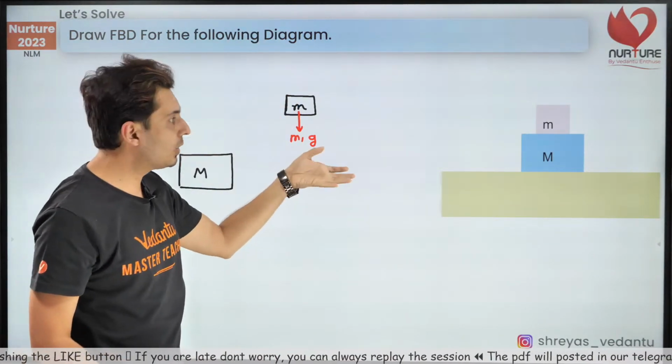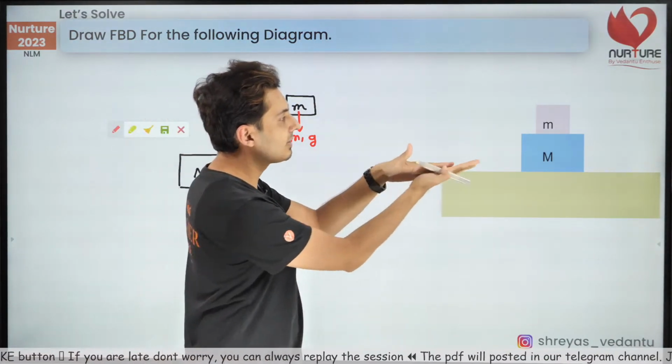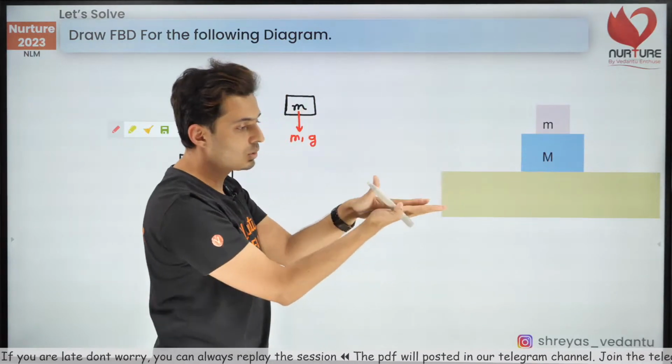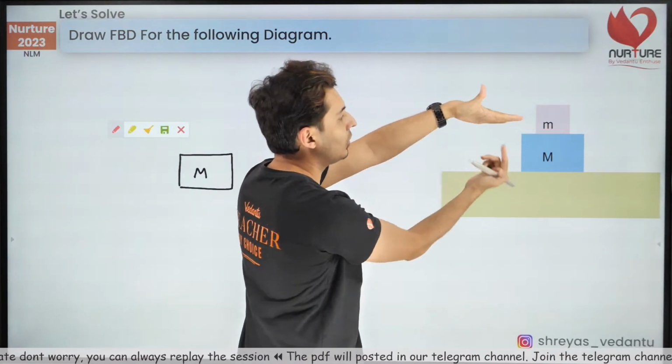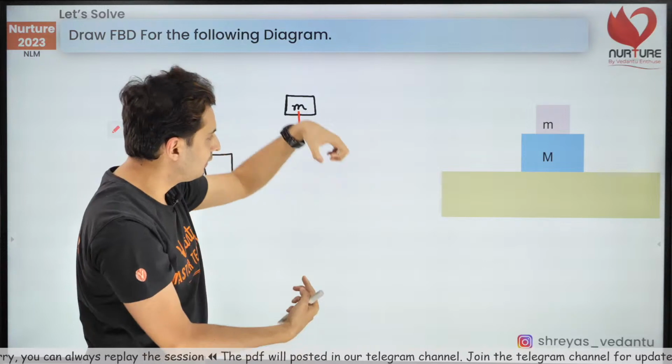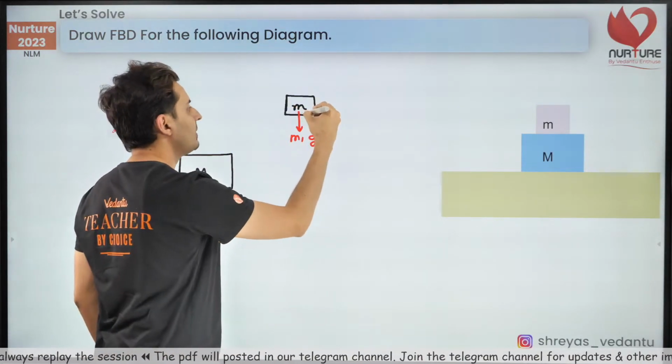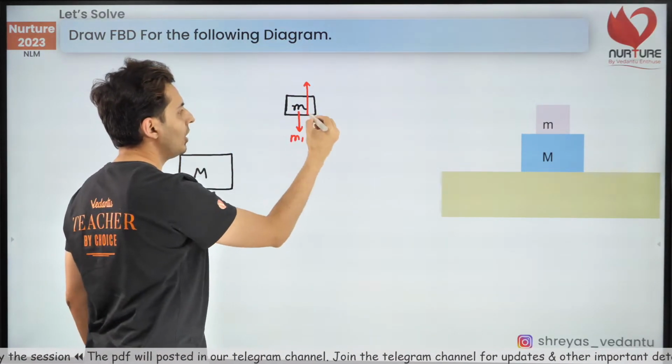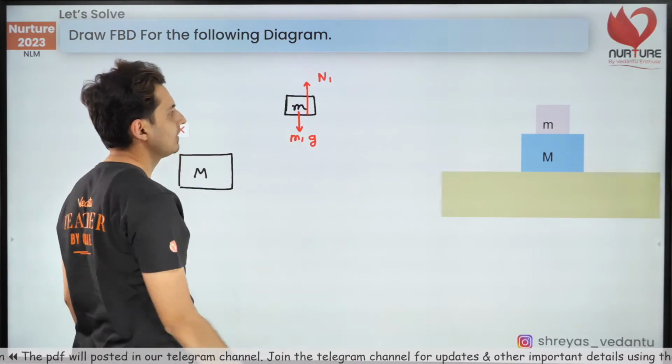Small m is resting on big M. So do you see surfaces are in contact? There are two surfaces in contact. So there will be a normal force, or else small m will fall down. So there will be a normal force from the common surface. I will call it N1.